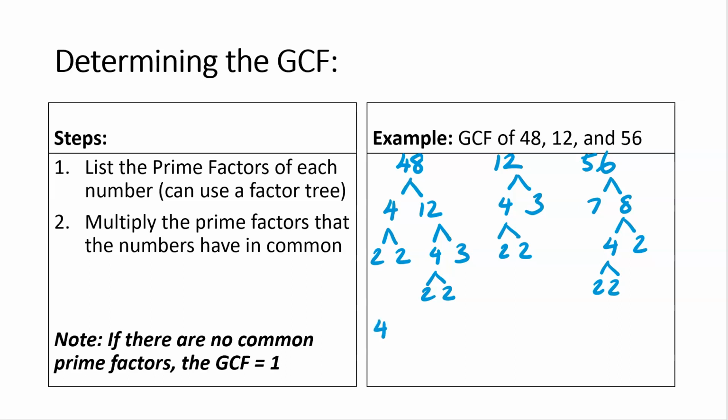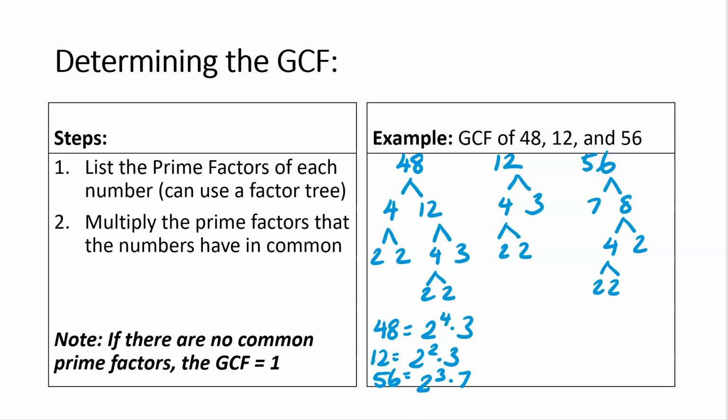So when we list the prime factors of each, for 48, there are 1, 2, 3, 4 2s. So that's 2 to the power 4 multiplied by 3. For 12, 2 to the power of 2 multiplied by 3. And for 56, 2 to the power of 3 multiplied by 7.